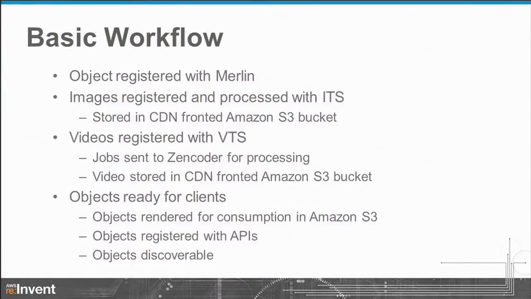Talking about the basic workflow for a minute, the object is registered with Merlin. A user goes in, they create a video, they use an API. There are three basic things that are required for any piece of video content in PBS: a mezzanine video, a closed captioning file, and a mezzanine image. The videos are registered with our video transformation service. That sends a job to Zencoder for transcoding. We're currently cutting about 11 different copies of every video that go into the system. Those are stored in S3 and fronted by CloudFront or another CDN. Once all of that image transcoding and video transcoding has been done, it then registers with the three different APIs and makes the objects discoverable.